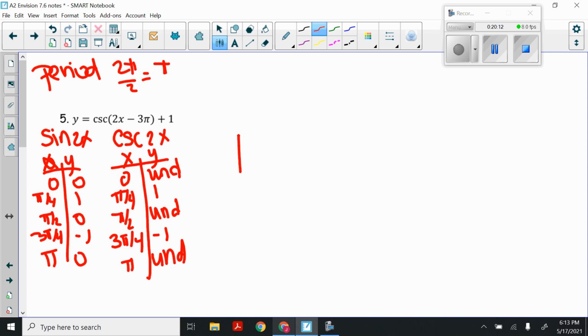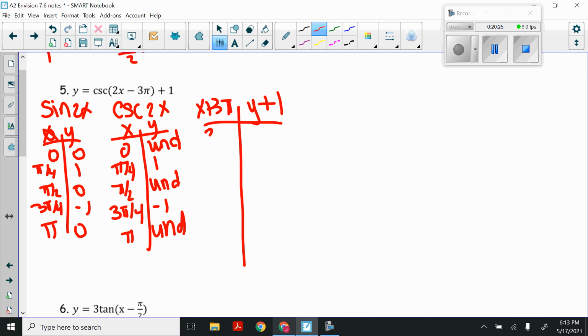So now we're going to do the transformations. I'm going to have x plus 3 pi opposite y plus 1. So 0 plus 3 pi puts me at 3 pi here. Pi over 4 plus 3 pi, if I do a common denominator, that's 12 pi over 4 plus pi over 4, 13 pi over 4.